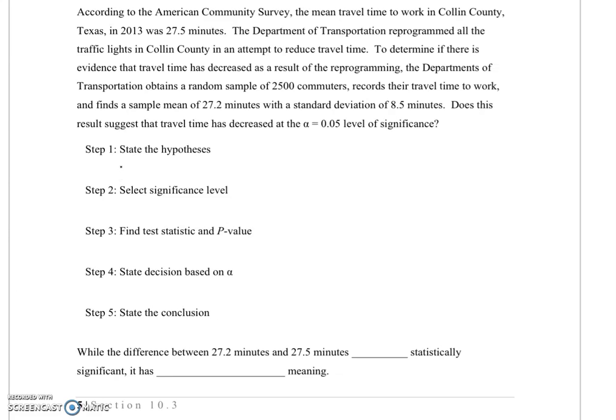So we should go through and check our requirements, but I think we've done that enough, so we'll skip it this time. So let's state the hypotheses. Our null hypothesis is that the mean travel time is 27.5 minutes. And our alternative is the mean is now less than 27.5 minutes because they were trying to decrease their result. Our significance level, we're told, is 0.05.